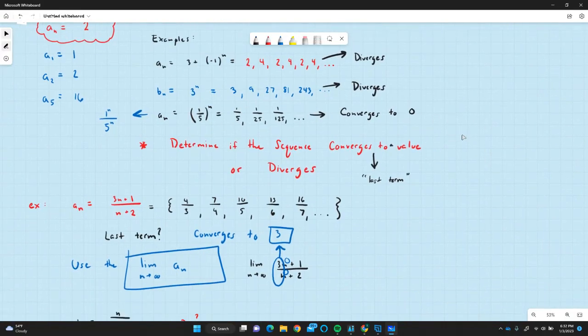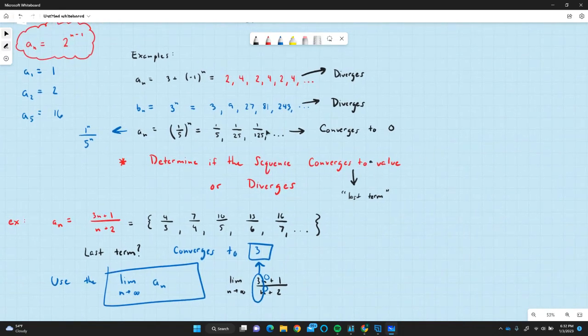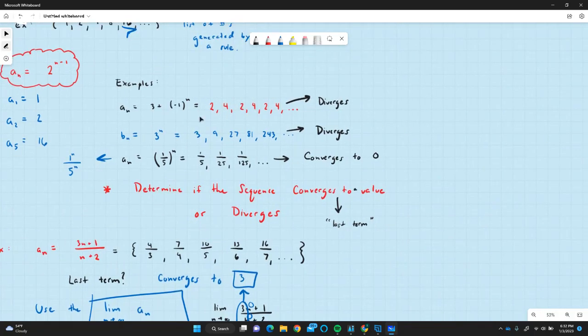So the point of what we are trying to do in this section really is just to determine if a sequence converges to a value or diverges. And when I say converges to a value, I mean, does it get closer and closer to a last term? So the first one does not. We bounce back and forth between 2 and 4. We never get closer and closer to a final term. This infinite sequence never gets closer to a value. The next one gets bigger and bigger and bigger, but never gets closer to a value. So in this case, this one also diverges.